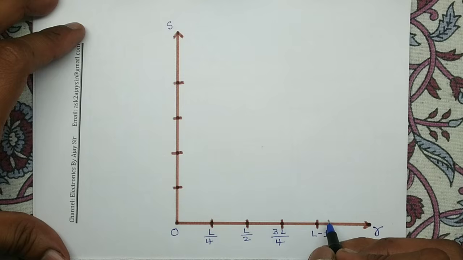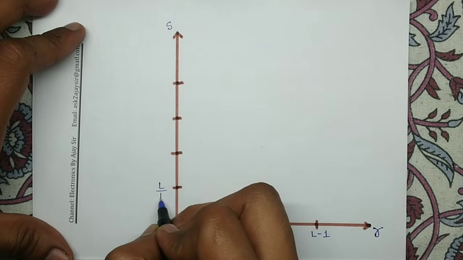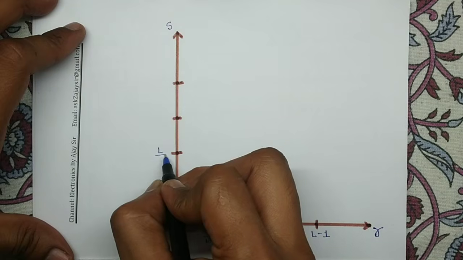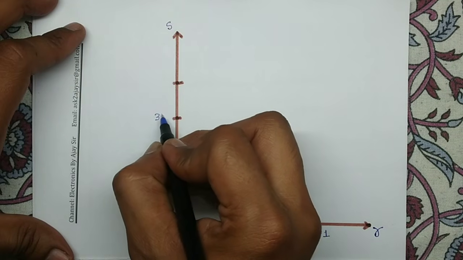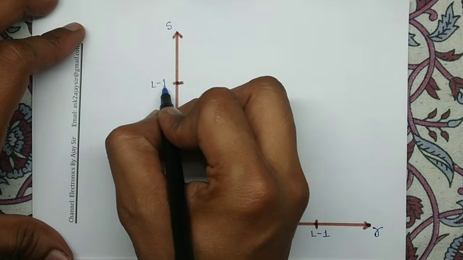Similarly, we will mark the critical points along y-axis. This critical point, it is L by 4. This is L by 2. This one is 3L by 4. And lastly, this one, it is L minus 1.